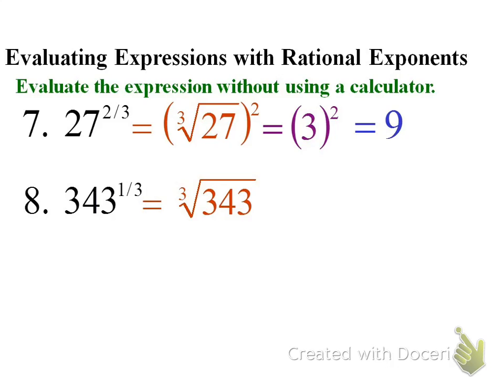Now, what happened to our numerator of our exponent? Where'd that go? It's a 1. So really, we're taking 343 to the 1st power. You don't need to write it, of course. So this is just the same thing as the cubed root of 343, which is 7.